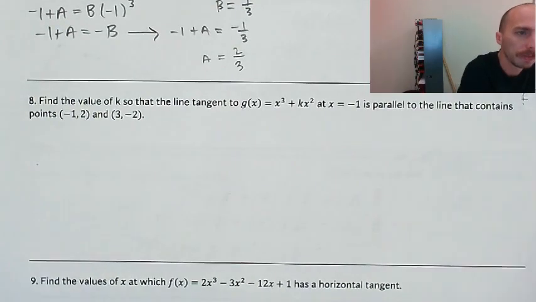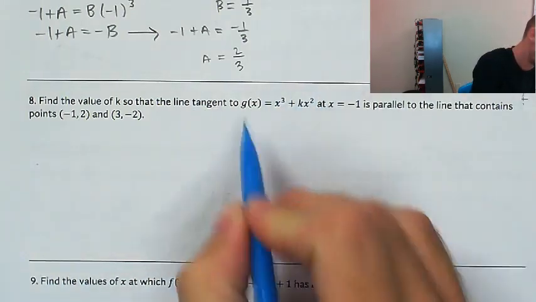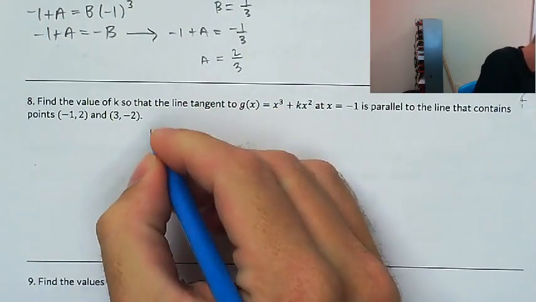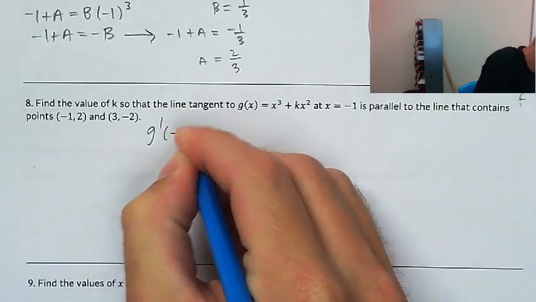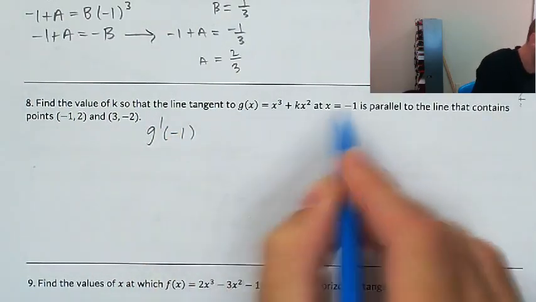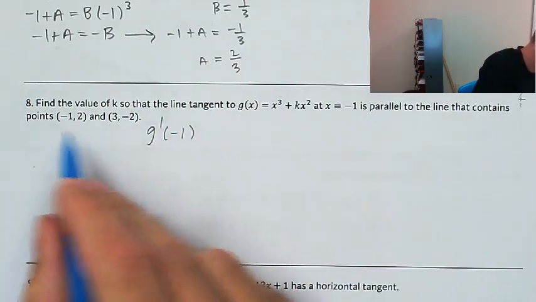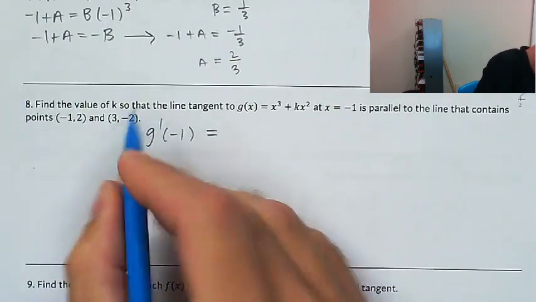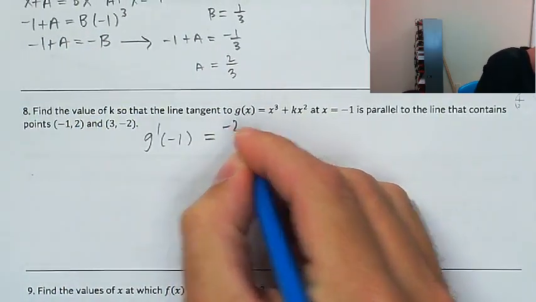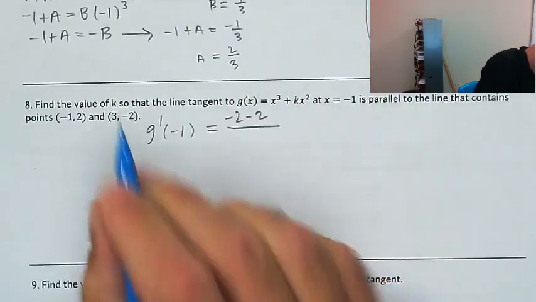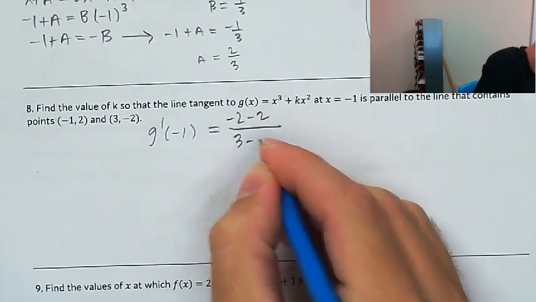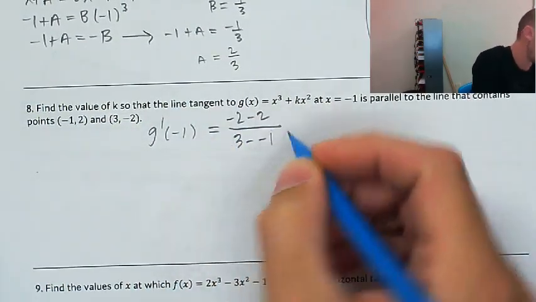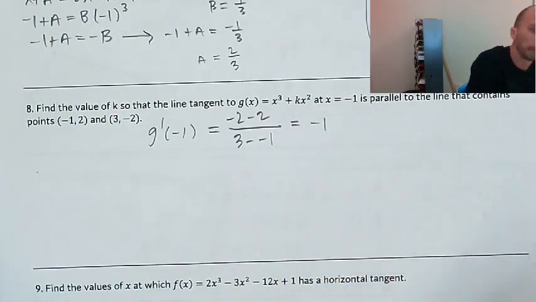All right, now we're going to find the value of k so that the line tangent to the graph of g at x equals negative 1 is parallel to the line that contains. Okay. So that means the slope of the tangent line at x equals negative 1, which we know is g prime of negative 1, is the same as the slope of this line. So I'm going to say, all right, y2 minus y1 divided by x2 minus x1. So I've got negative 4 over 4, which is going to be negative 1.